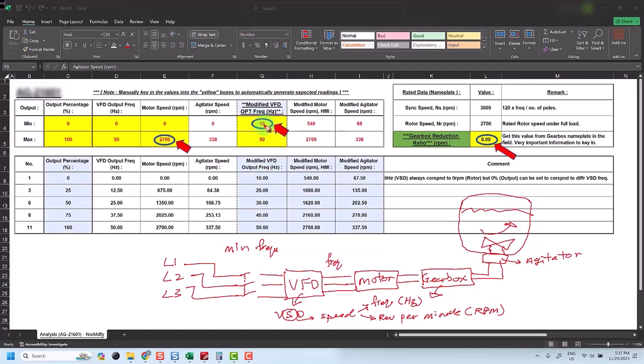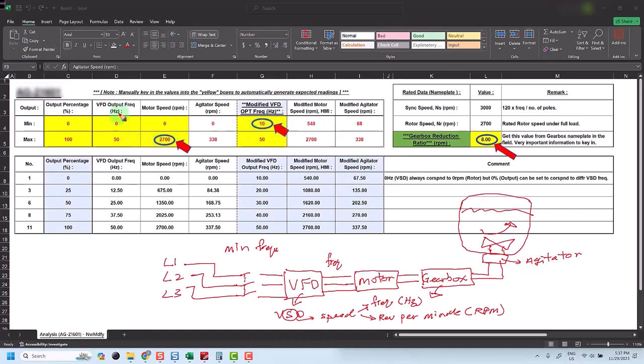Okay, in this case, I modify my minimum frequency as 10 Hz. The maximum VFD frequency remains at 50 Hz. So it will automatically calculate the modified motor speed here and the modified agitator speed. How to get this value is simple.